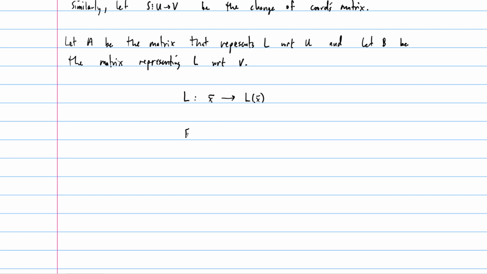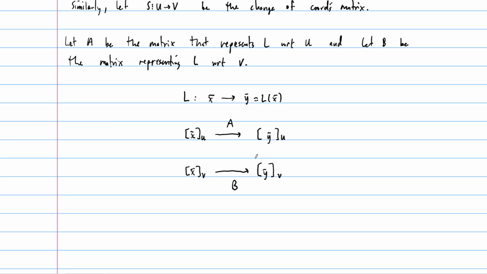In matrix form, though, we have two different situations. Our U coordinates of X get mapped to the U coordinates of A times X. Let's call it Y. So let's say that L maps X to Y. This Y is also in U coordinates, and A does that mapping. But at the same time, if X is given in V coordinates, then B maps the V coordinates of X to the V coordinates of Y.